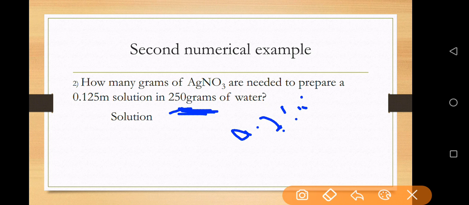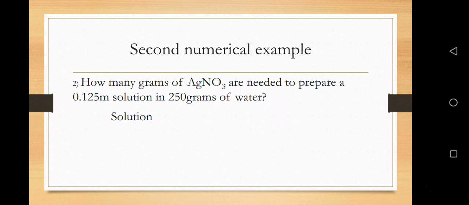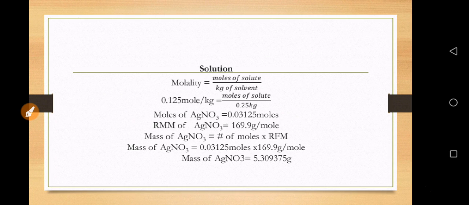Another thing we need to know is that 0.125 is the same as 0.125 moles per 1 kg, since molality is expressed as moles of solute over kg of solvent. So it means 0.125 moles per kg of solvent. So what we are talking about is shown below.